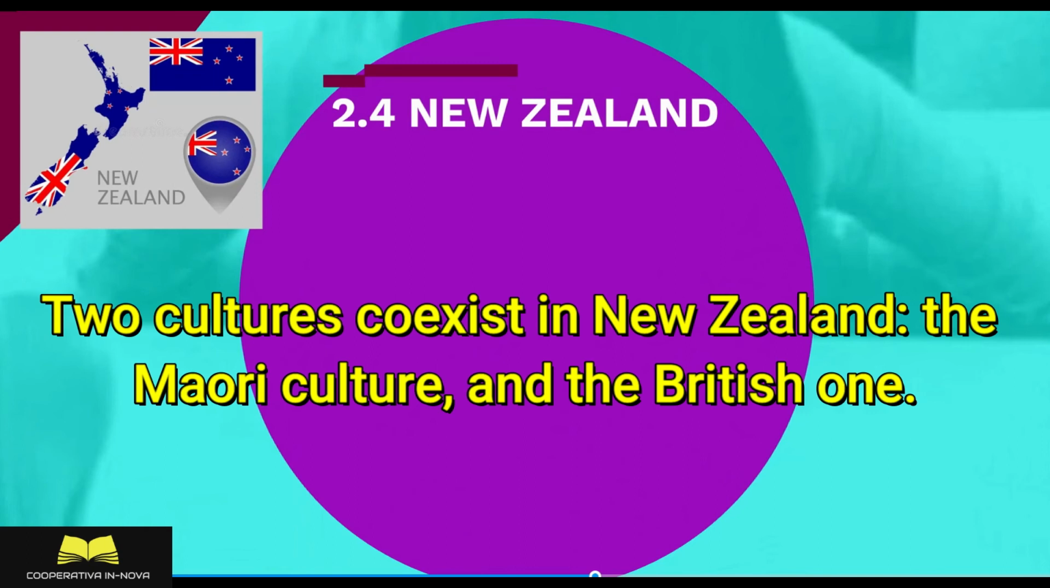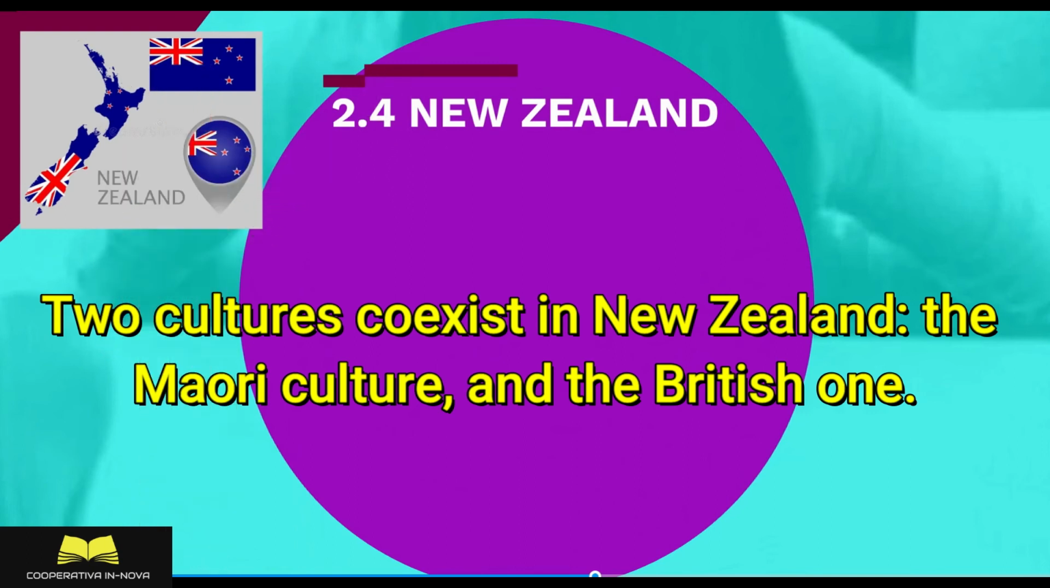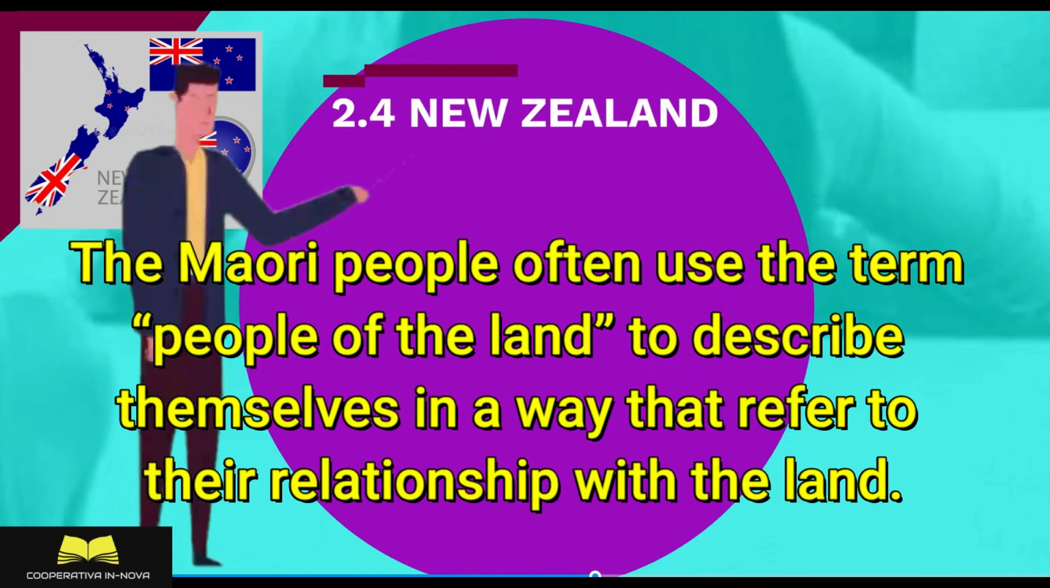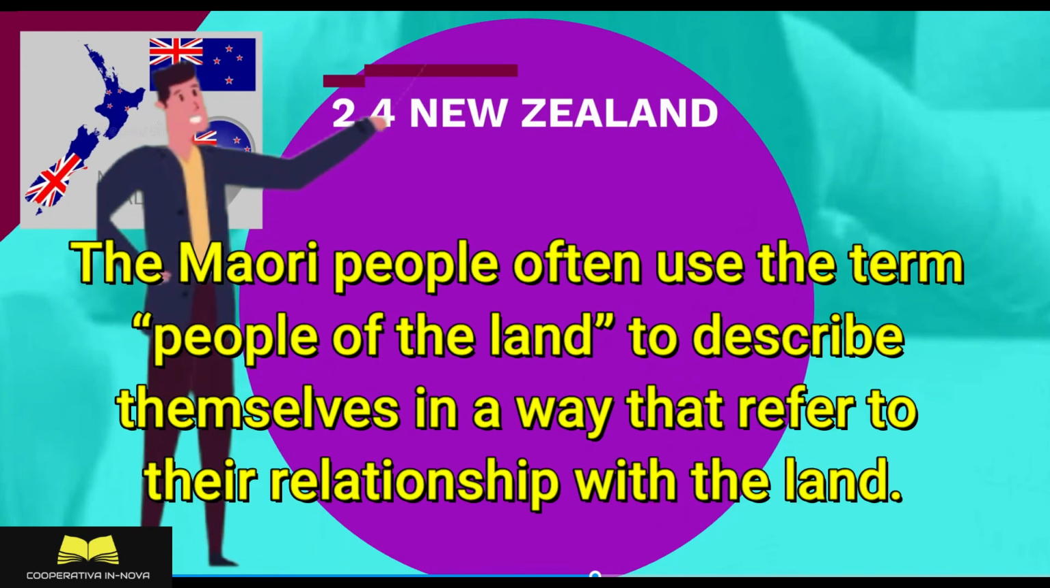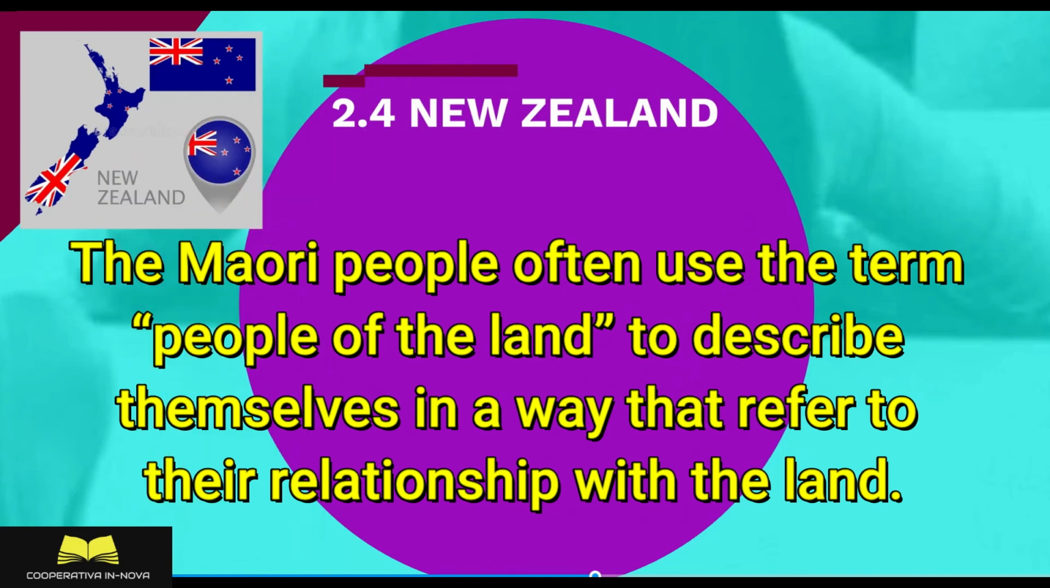Two cultures coexist in New Zealand, the Maori culture and the British one. The Maori people often use the term people of the land to describe themselves in a way that refers to their relationship with the land.